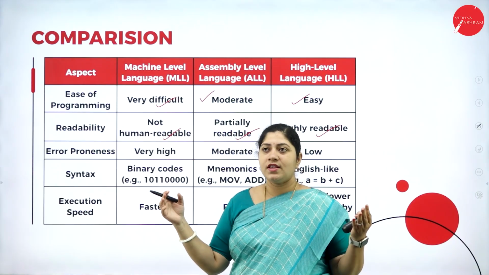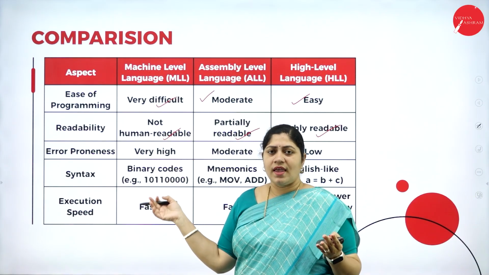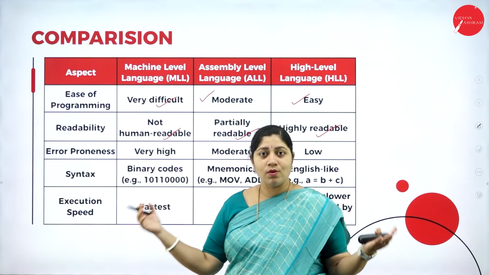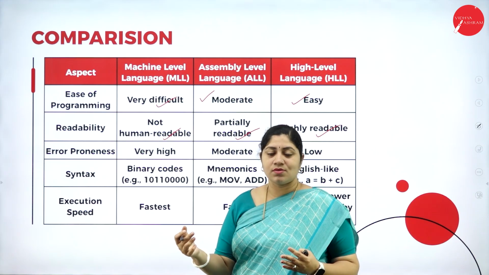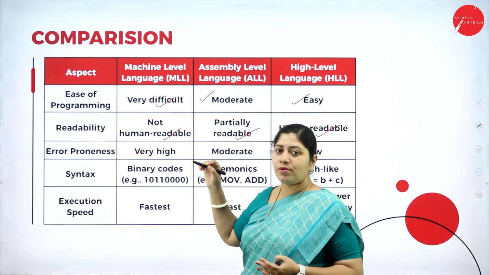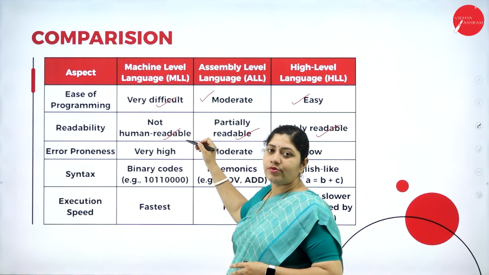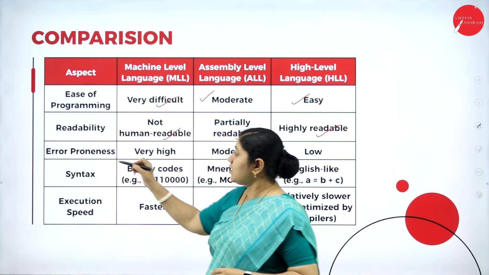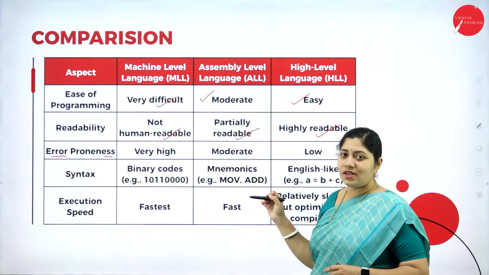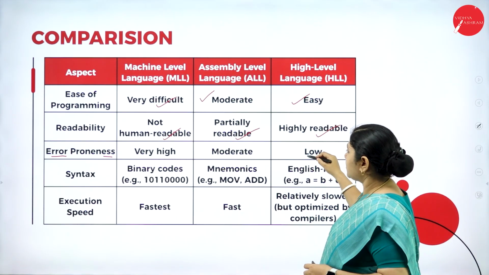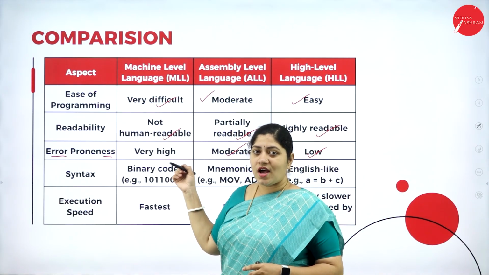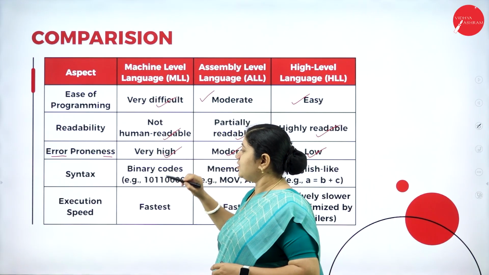In some cases, if there are 1024 bytes, then you can at least read those 500, or we can also say 1000. But if it extends more, then it is highly difficult to read. So we can say it is not at all possible to read. So not human readable. The next aspect is error proneness. Okay, which is the best under this? Absolutely, it's none other than high level, it's moderate under assembly level, and it is very high under our machine level language.